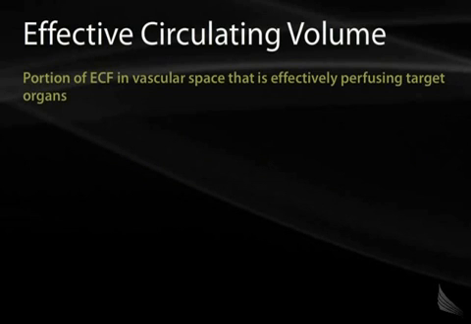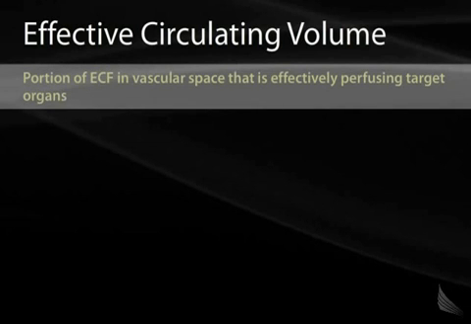We've talked before about the concept of effective circulating volume. Just to review, effective circulating volume is a portion of the extracellular fluid that is in the vascular space that is effectively perfusing target organs. These target organs are the kidney, the carotid sinus, as well as the central nervous system. The effective circulating volume, rather than total plasma volume, is what governs either the increase of salt and water reabsorption or the increase of salt and water excretion. Most of the time, effective circulating volume and plasma volume are one and the same. However, in certain disease states, such as congestive heart failure and decompensated liver disease, effective circulating volume and plasma volume are not necessarily the same.